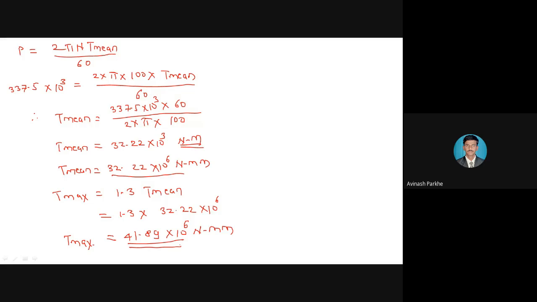Please keep in mind, T mean we have to convert into Newton mm. If you take the value 32.22 into 10 raised to 3 as it is for the T max calculation, your final answer will be wrong. So it is your responsibility to convert that value from Newton meter to Newton mm and then multiply by 1.3. So you will get the T max. Now the T max is available with you.